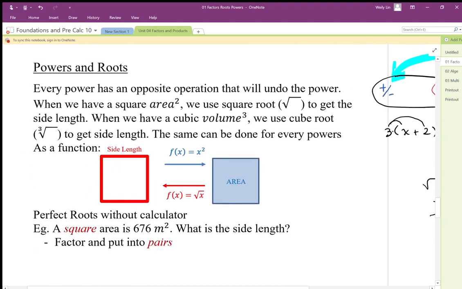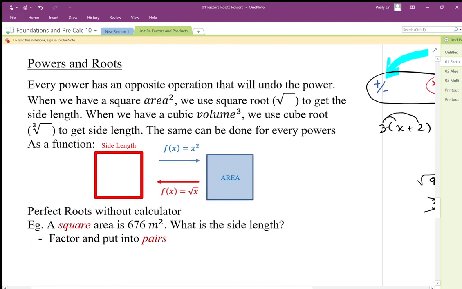So let's take a look at powers and roots. Powers and roots are the most powerful way we can put together numbers, and we usually use a power to increase numbers and roots to undo that power. Everything has an opposite in math, so powers and roots undo each other.